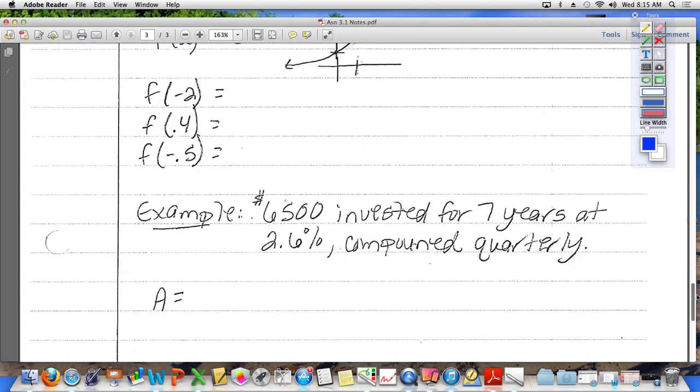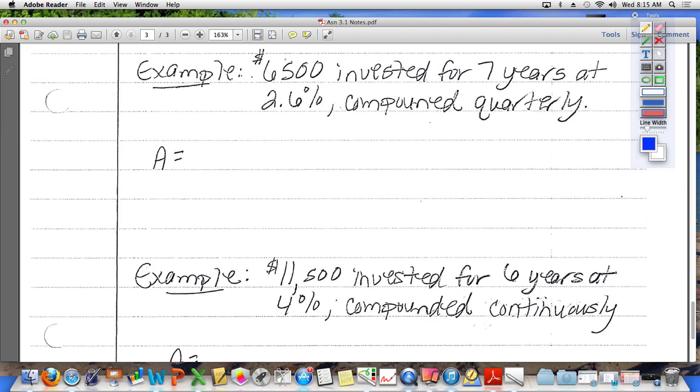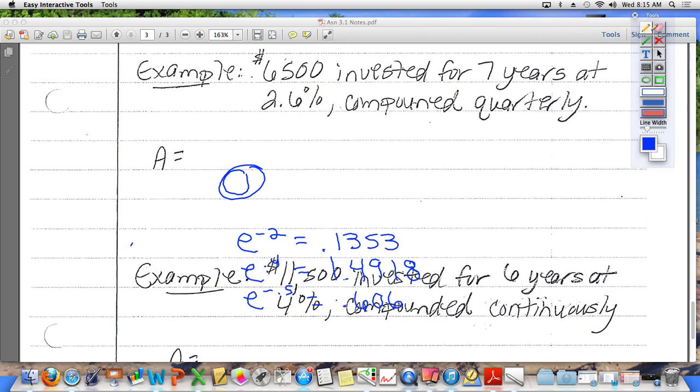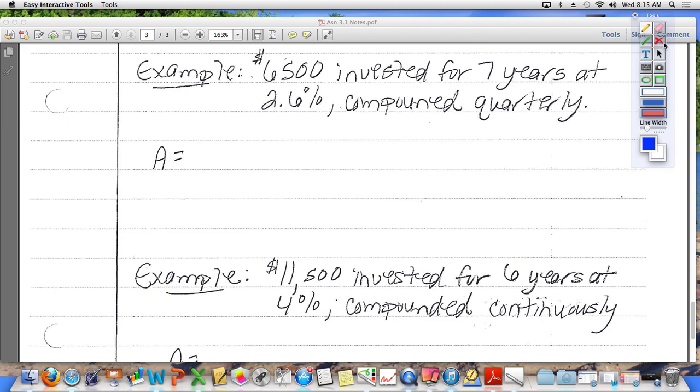All right. Examples, and this is the part that we did not get to yesterday, so make sure you get these down. You have $6,500 being invested for 7 years at 2.6% compounded quarterly. Write that information down, and we're going to calculate the value in the account, the amount of money in the account after 7 years.